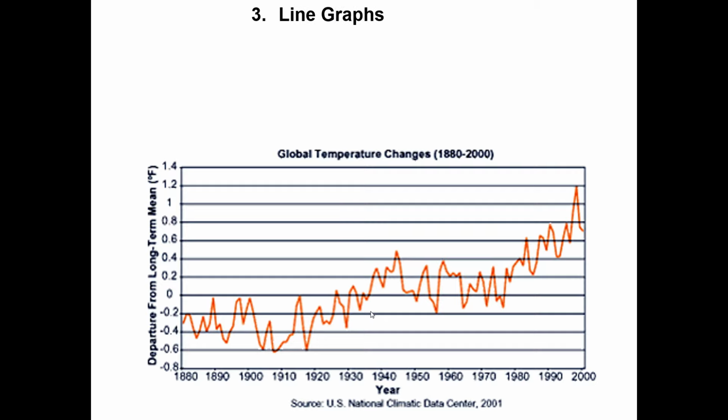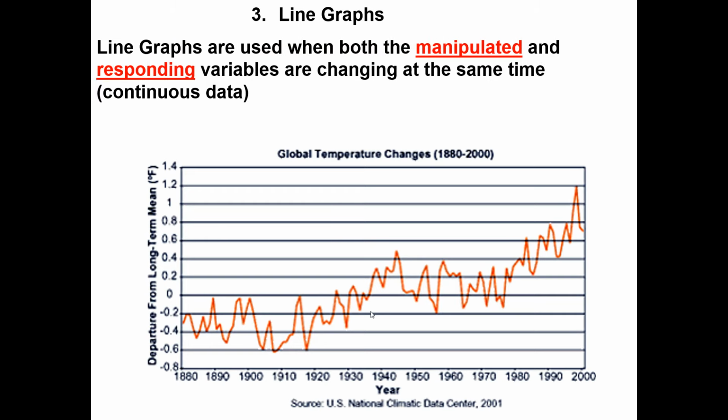Another one, of course, is a line graph, as you see here. Global temperature trends. It's very good, once again, to see how the manipulated and responding variable change over time, especially over time like this one. Between individual years there is a lot of variation. It goes up and down and up and down, but the general trend is upwards. So a line chart is great for that.